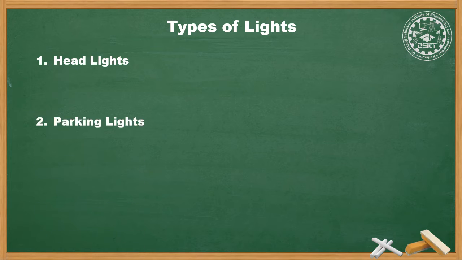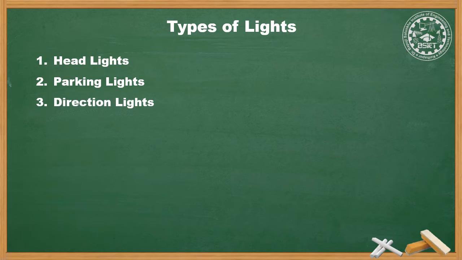Next is parking light. In addition to headlights, low intensity parking lights are usually provided in the front of the car, either as a separate unit or as a part of the headlamp, and are used while the car is parking. For parking the car in the dark, parking lights are kept on to provide a signal for other moving objects, and thus avoid accidents.